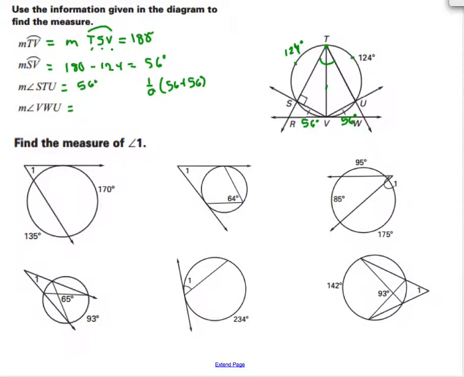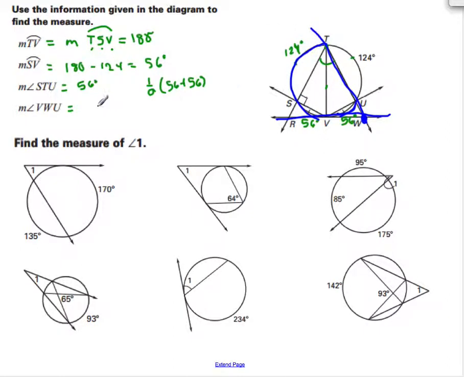The last one's a little bit harder to visualize, so I'm going to switch colors for it. I'm talking about angle VWU. So what I'm going to do is trace this whole line right here and this whole line right here. The intersection, where is it? It's outside the circle. So I have to talk about this big arc that goes out here and then the small arc that goes right here.